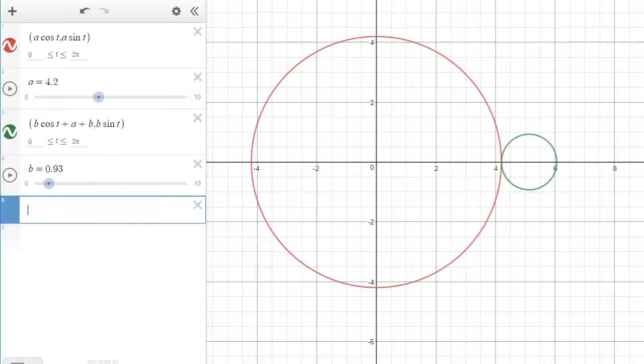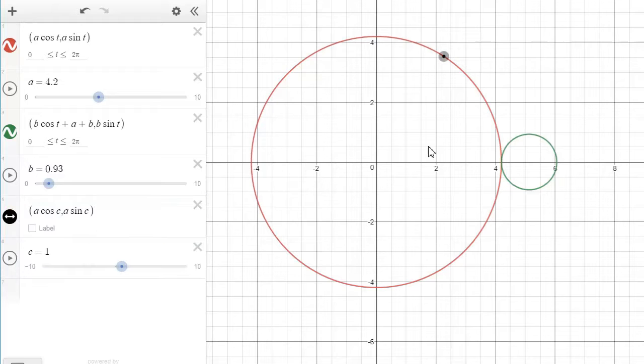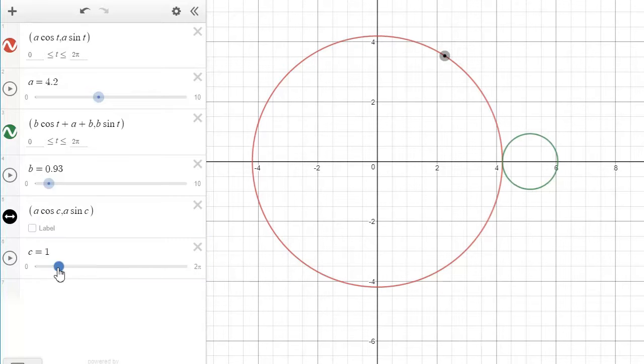So now let's add our particle. The particle for the red circle would be A cos C, comma A sine C. Close it off. Add our slider. So C represents our angle, and it moves from 0 to 2 pi. So now when C is 0, when the angle is 0, it starts here, and by the time it gets to 2 pi, it would have done one revolution.